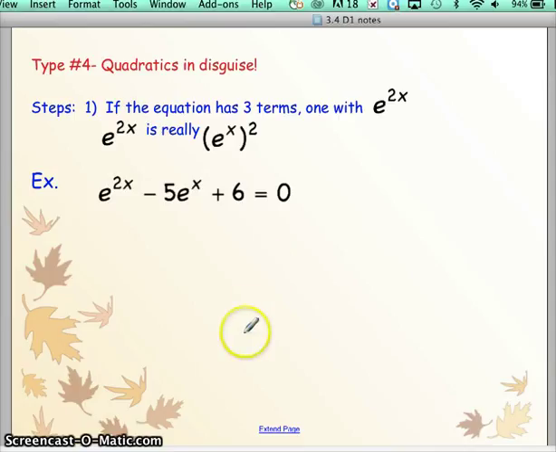You might run into a couple of these types of problems. Really just want you to recognize that this is a quadratic, or it behaves like a quadratic. Anytime you see e to the 2x, that's the same thing as e to the x squared. So like this kind of problem reminds me of x squared minus 5x plus 6. It has the same quality, it's just that x is an e to the x.